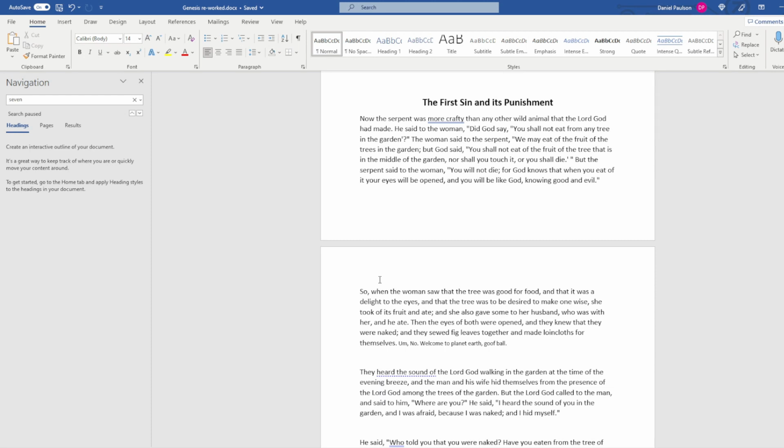Now the serpent was more crafty than any other wild animal that the Lord God had made. He said to the woman, "Did God say, 'You shall not eat from any tree in the garden'?" The woman said to the serpent, "We may eat of the trees of the garden, but God said, 'You shall not eat of the fruit of the tree that is in the middle of the garden, nor shall you touch it, or you shall die.'" But the serpent said to the woman, "You will not die, for God knows that when you eat of it, your eyes will be opened, and you will be like God, knowing good and evil."